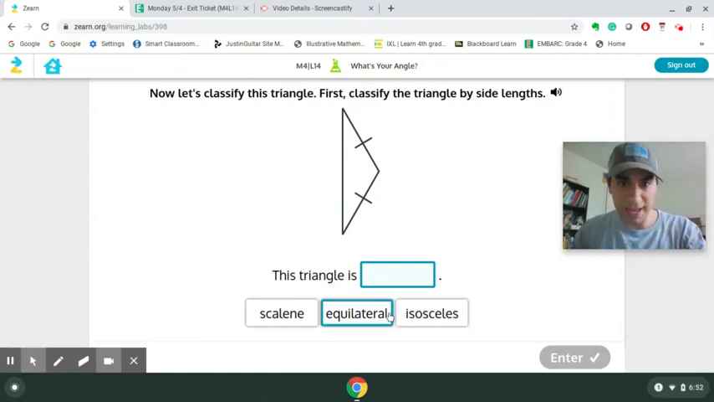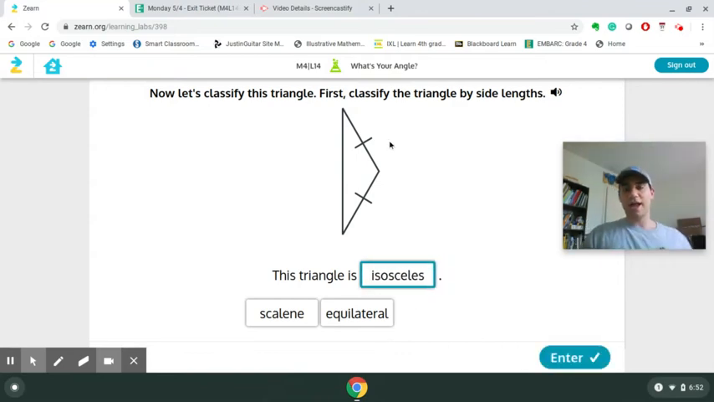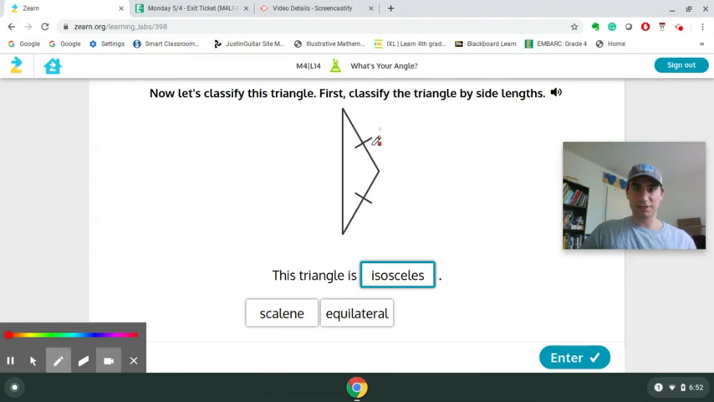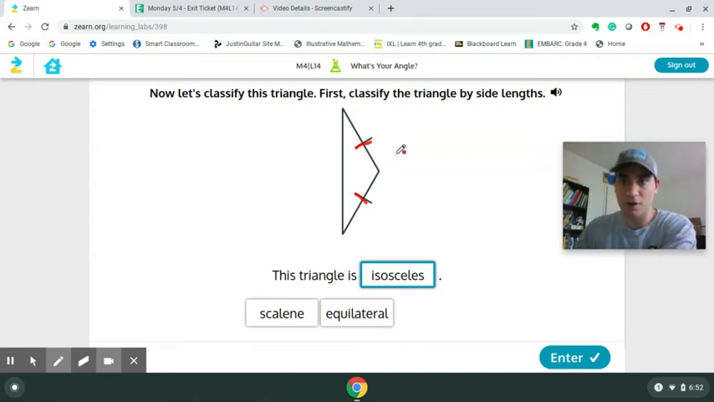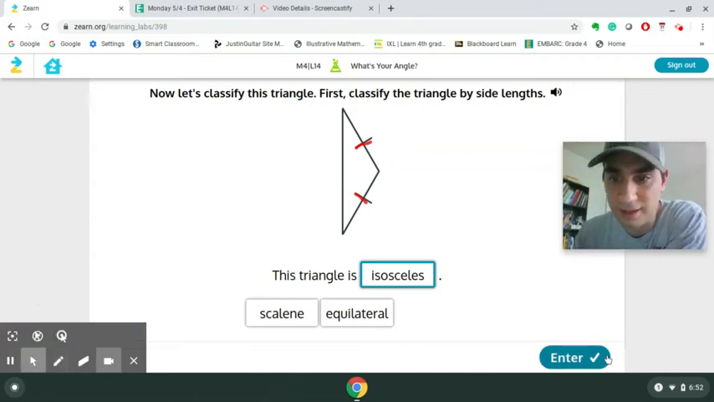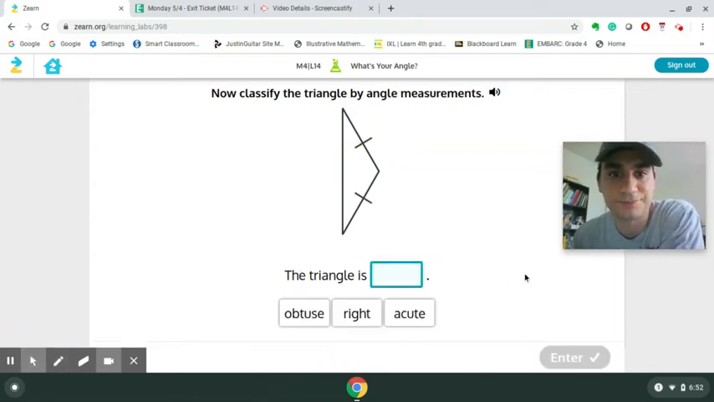If you said isosceles, you are correct. What makes this an isosceles triangle? Well, isosceles triangles have 2 equal sides. I can see my tick marks here tell me that this side and this side are both the same length. Nice work.